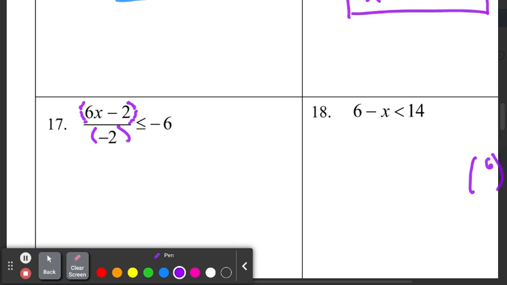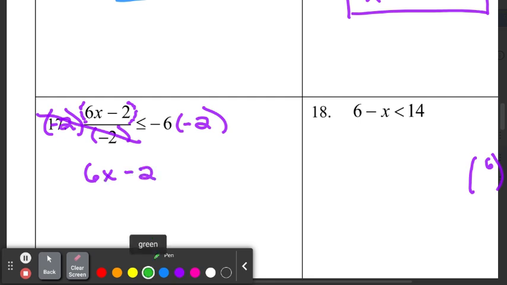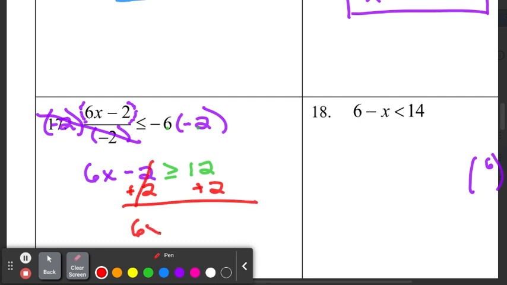So this right here, we're dividing by negative 2, so I'm going to multiply by negative 2. And then it'll get rid of that big fraction on the bottom. And we started out, we multiply by negative 2. So I have 6x minus 2. So I have to flip-flop my symbol because I already multiplied by a negative. Negative 6 times negative 2 is a positive 12. Oh, goodness. And we're going to get a fraction. So now we're going to add 2 to both sides. 6x greater than or equal to 14.